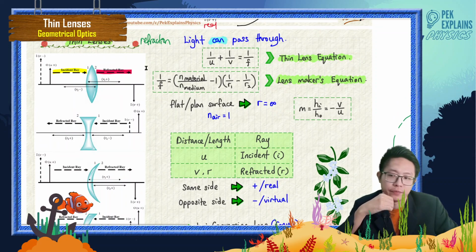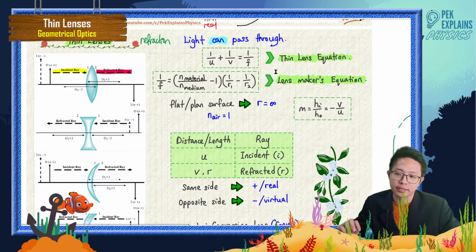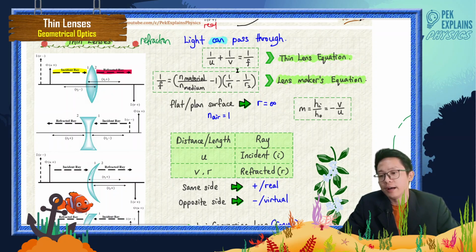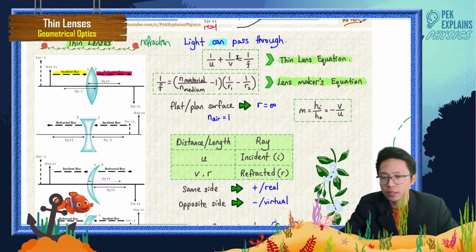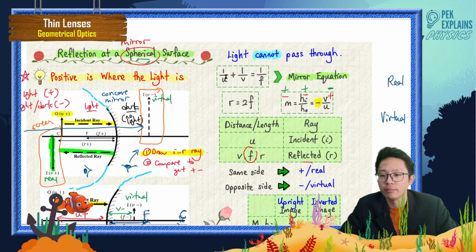Now for lenses, we have these three equations. For this thin lens, we also use the same equation, 1 over u plus 1 over v equal to 1 over f. We call this the thin lens equation. It is actually similar to the mirror equation. The mirror equation also uses the same formula, 1 over u plus 1 over v equal to 1 over f.